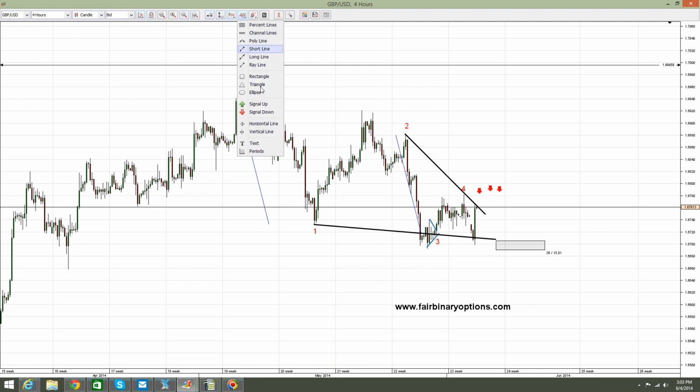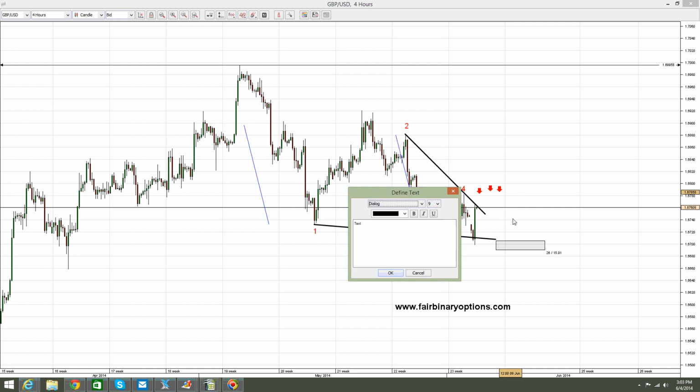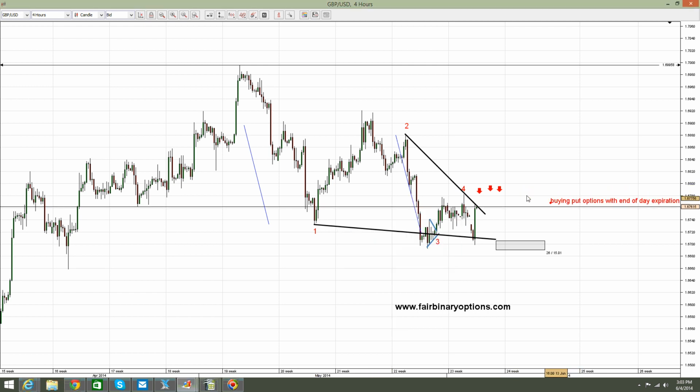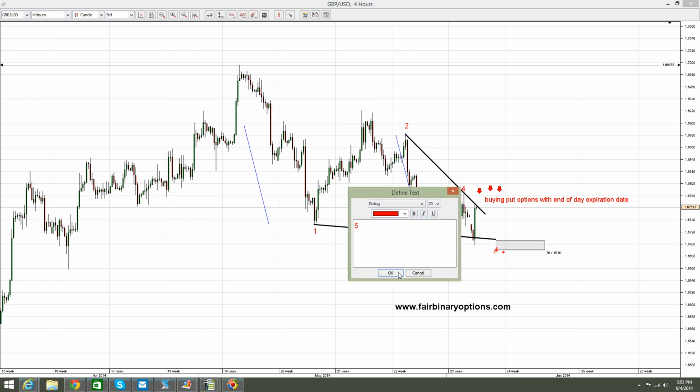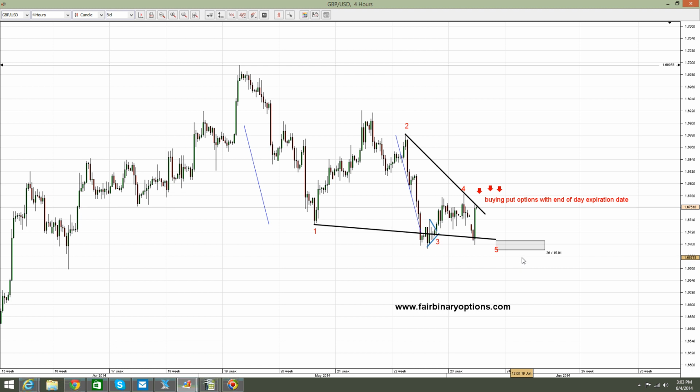So let's write on the screen that I am buying put options with end of day expiration date for the Great Britain pound US dollar, on the scenario that the market is going to reverse or to attack a fifth wave structure to the downside, which is not completed. So either the fourth is not done with A, B, C, or the fifth has not even started. So I would say that the fifth will still come. Thank you very much for being here.